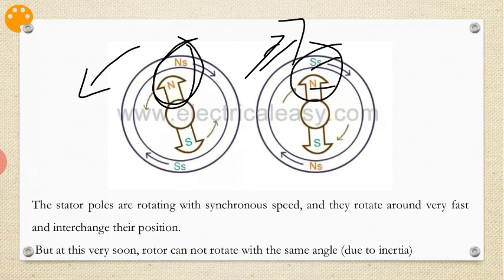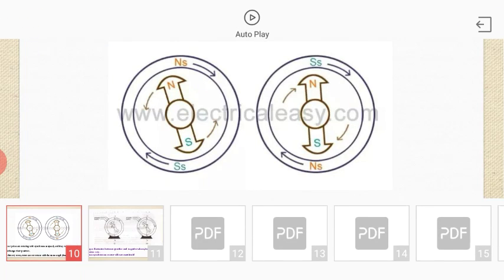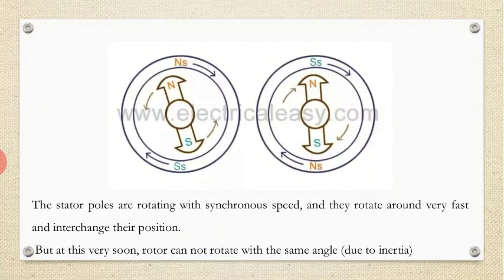So the rotor cannot rotate with the same angle. Due to the inertia, the rotor will not rotate, because it stays stationary. During some half cycle it becomes repulsion, and in the other half cycle it becomes attraction. Hence the torque fluctuates between positive and negative values, but its average value remains 0. Hence the synchronous motor will not start by itself.